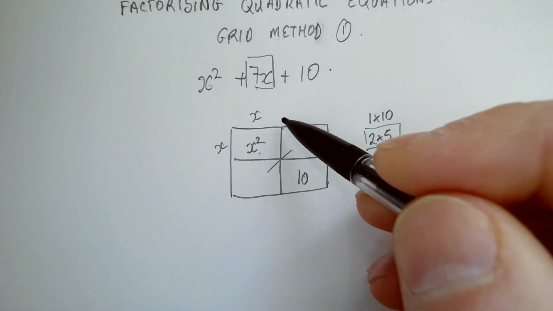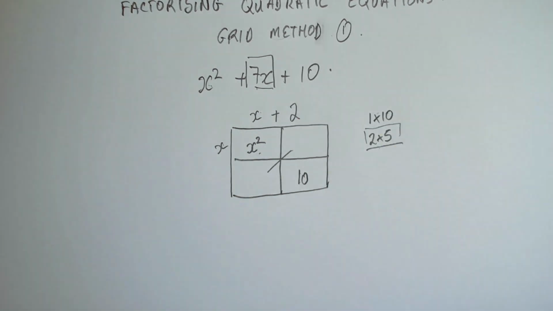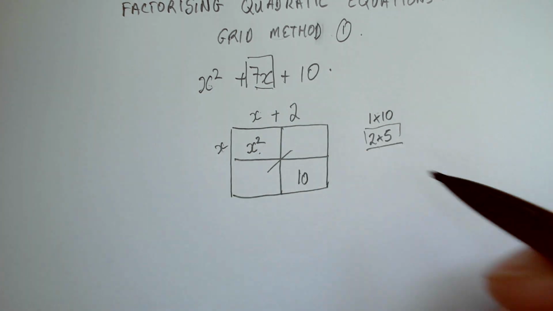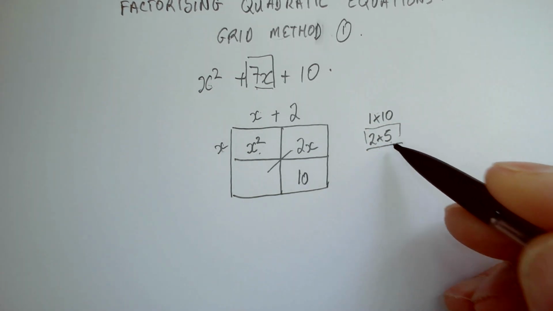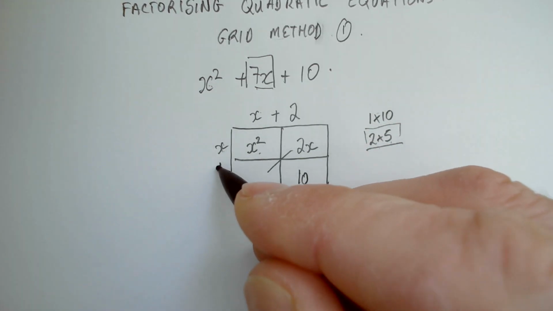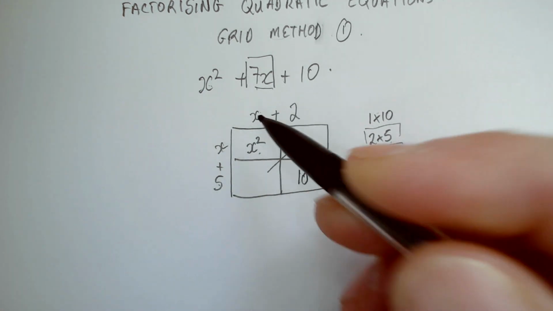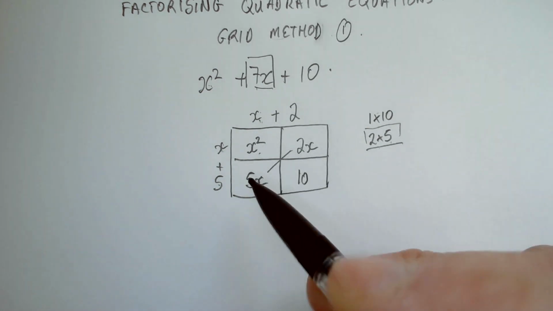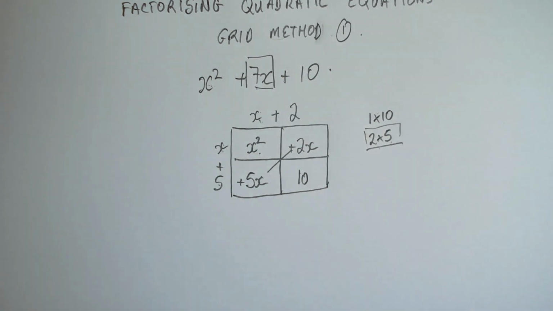So let's put 7 up here. Let's put x plus 2 right here. So now we say 2 times x is 2x. And then the other factor of 10 is going to be plus 5, and we're going to have a plus 5 here. And then we say 5 times x is 5x. And when you look across here, you can see that plus 5x plus 2x is going to give us 7x. That's just what we want.